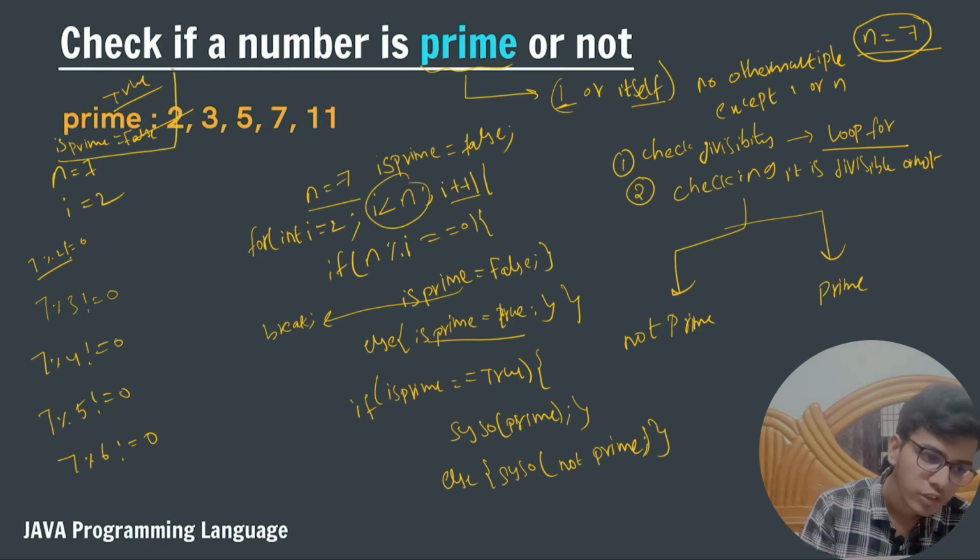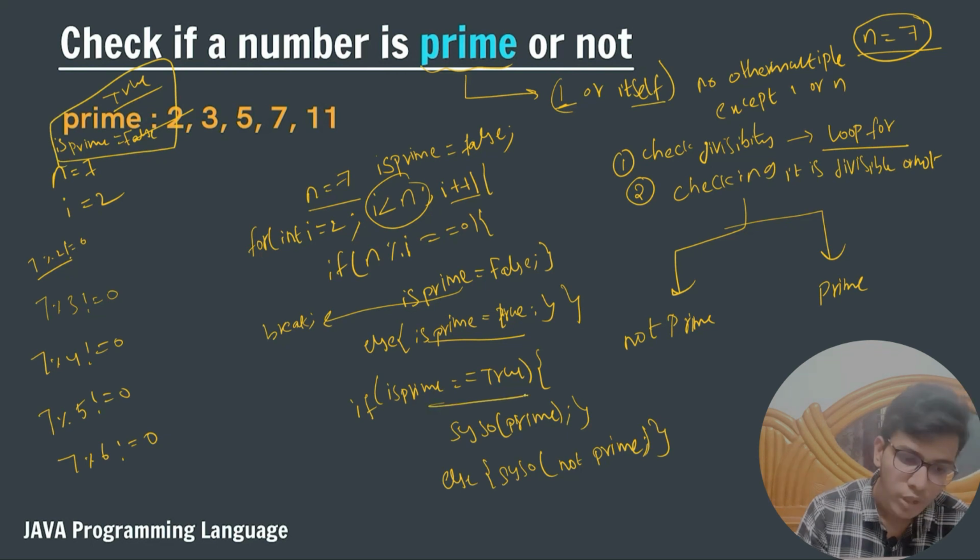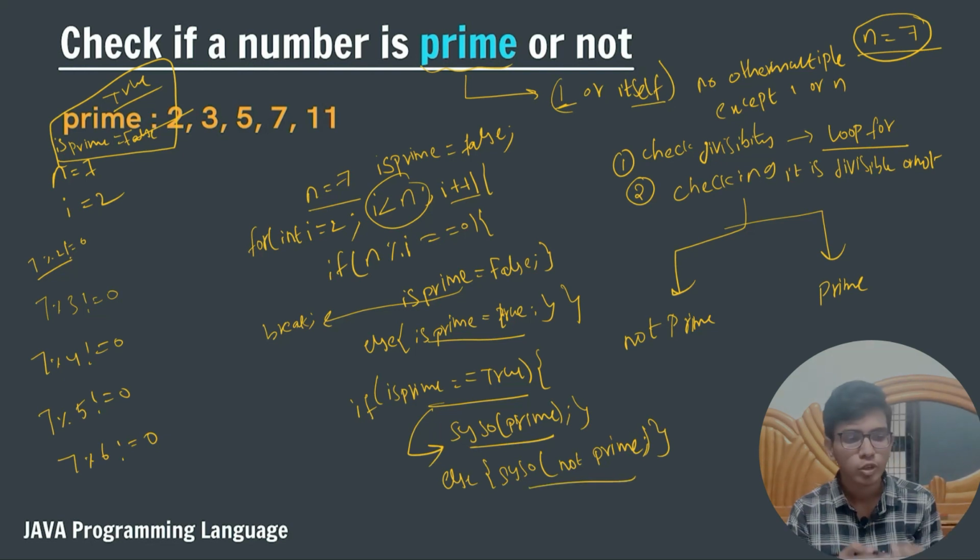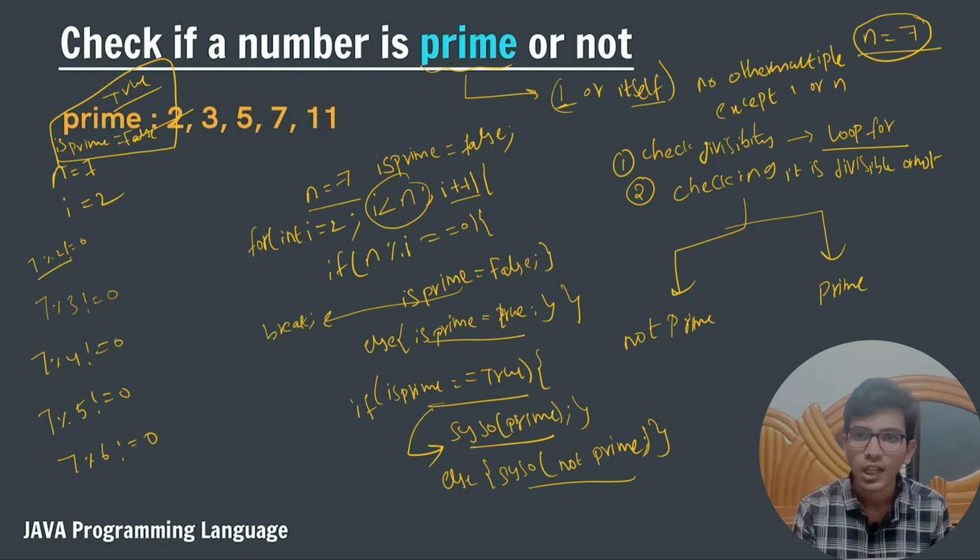Now the value of isPrime is true, right? So if this value is true, then we'll print that the given number is a prime number, else we'll print not a prime. I hope you have understood the dry run, the pseudocode, and the logic behind this question, whether the given number is prime or not.